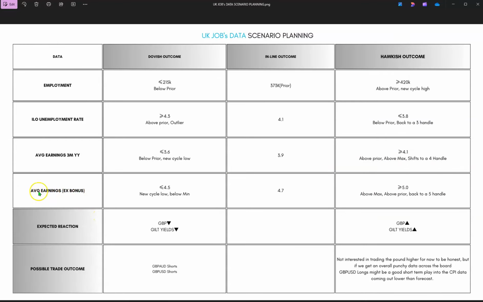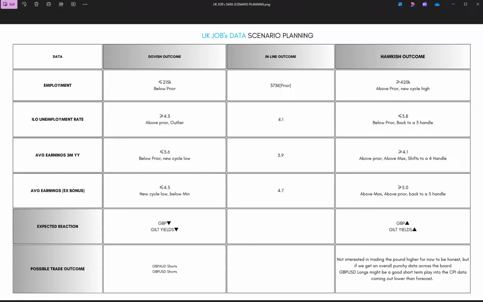So if we take a look at the average earnings ex bonus, guys, this one is actually also interesting, because for both these wages numbers, we want to see them coming out either above or below. Like I said, this one is actually what the BOE are focusing on. They are paying a lot of attention to this one. So for a dovish outcome, I went with a 4.5.